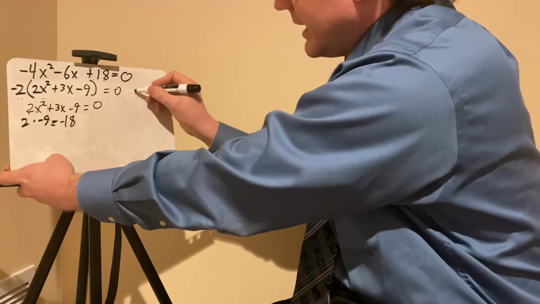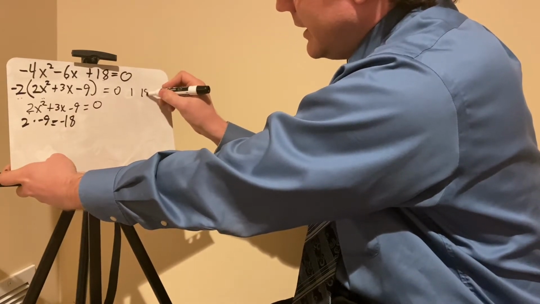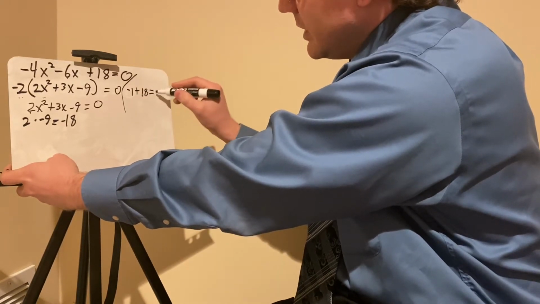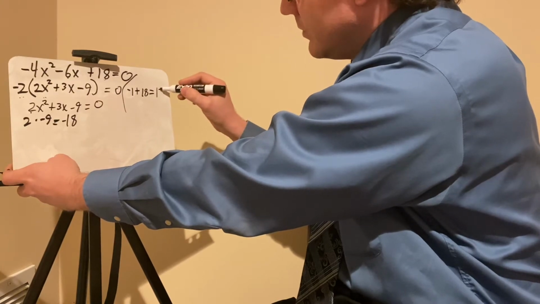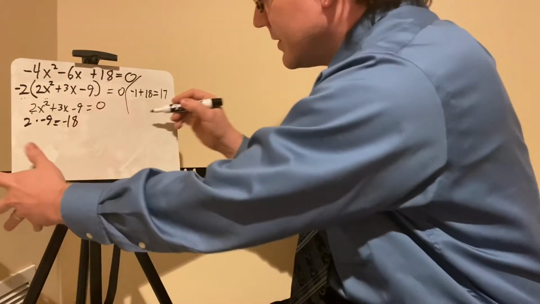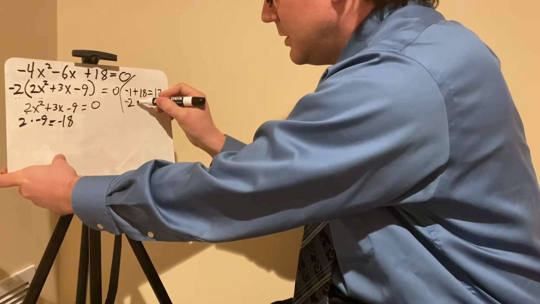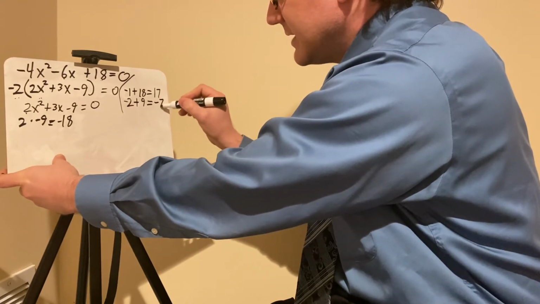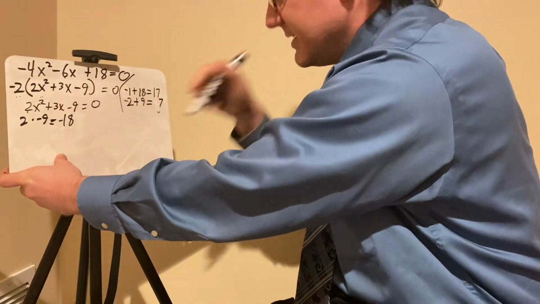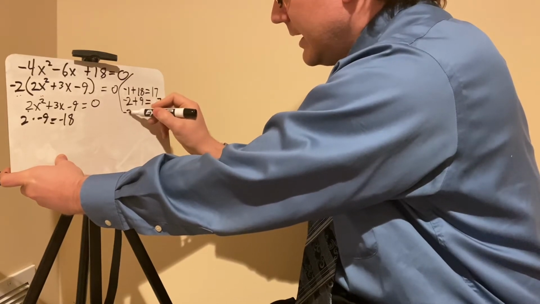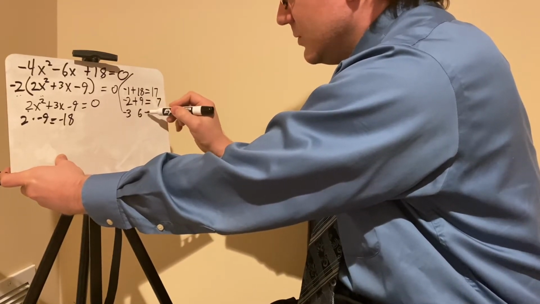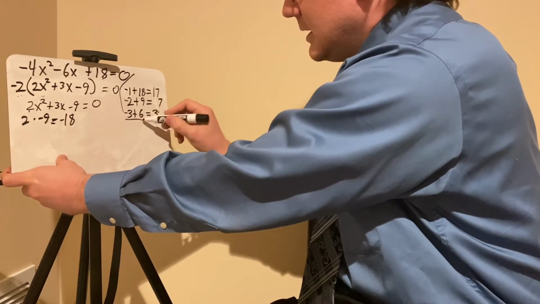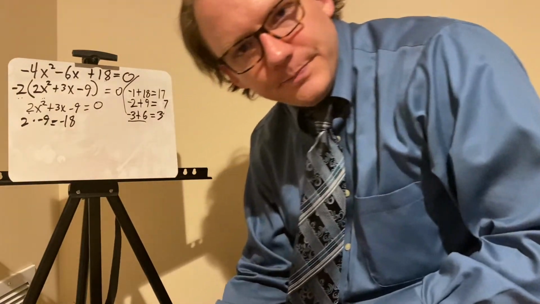So when I look at the factors, I have 1 and 18, right? Well, 1 has to be negative and 18 positive. -1 plus 18 equals 17, so that's not it. Then I can try the next set: -2 times 9. Well, -2 plus 9 equals +7, not +3. So let's go up to 3. -3 times 6 equals -18. Now let's add them together. -3 plus 6 is +3. So these two factors work.